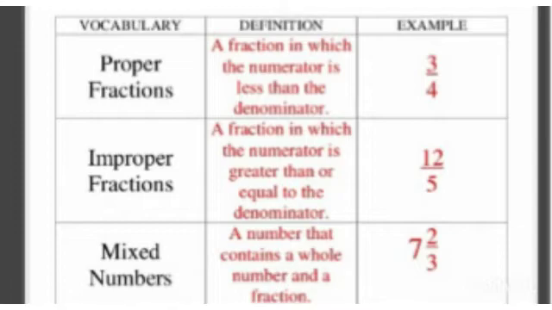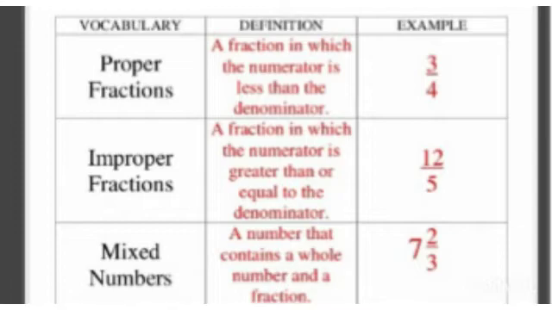Next, improper fraction, quite the opposite of proper fraction. A fraction in which the numerator is greater than or equal to the denominator. Here 12 by 5. 12 is the numerator, 5 is the denominator. The denominator is smaller than the numerator, so this fraction is called an improper fraction. Some examples: 12 by 5, 7 by 3, and like that.